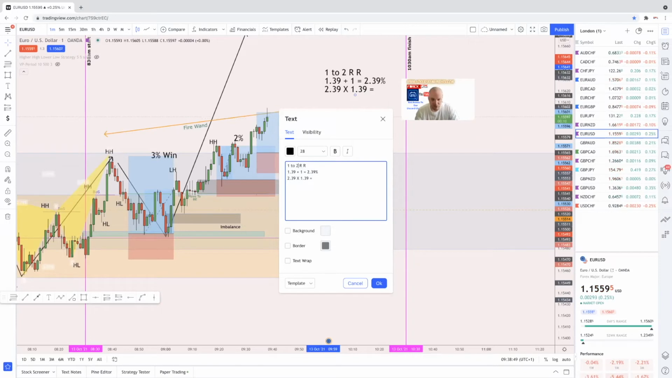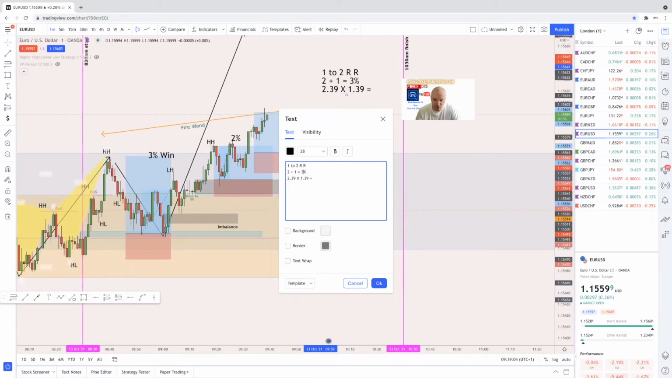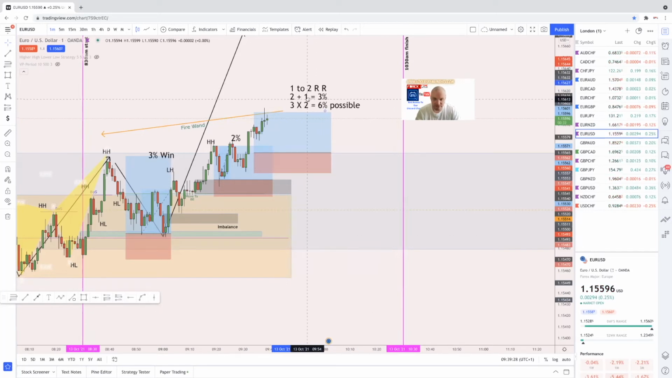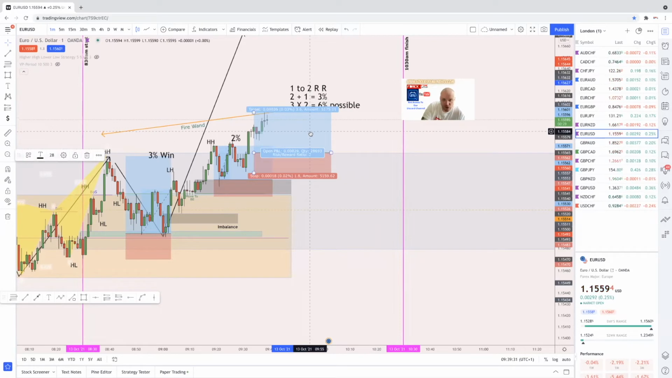Makes it easier. So you've got a risk to reward of 1 to 2, okay? So you're going to take your 2 plus your 1, which would mean it's 3%. So that would mean your 3% gain. That's your 3% added up on your risk to reward times by the reward here. It would be 2. It would be 6% gain possible. Okay, what we'll do is we'll leave that there. So again, it's a 1 to 2.